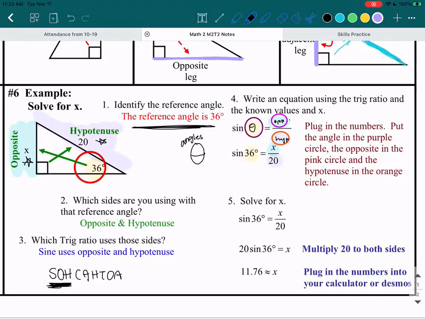So sine of the angle is equal to opposite over hypotenuse, and sine of 36 degrees is equal to x over 20. Then we solve for x. Since x is being divided by 20, you can solve for it by multiplying by 20 on both sides, in which case you get 20 sine 36 degrees is equal to x. Then you plug that into a calculator, and it gives you 11.76. Remember, we're just using the Delta Math calculator. Okay?